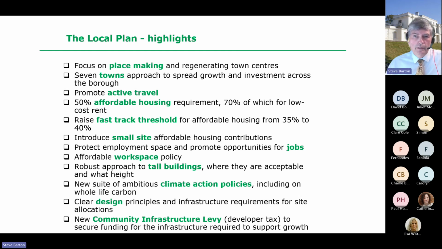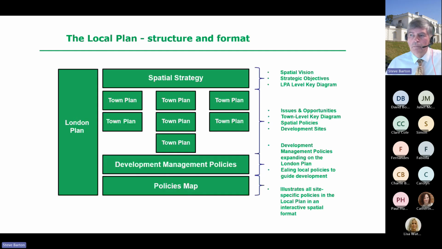Sitting alongside the local plan are our proposals, now published, for a new community infrastructure levy, effectively a tax on future development, to help us pay for and fund the infrastructure required to support our planned growth. In this presentation, I'm going to provide a bit more context and background to the local plan, then focus on town plans, and in particular, the town plan for Acton. I'll then say a little bit about development management policies, a little bit about community infrastructure levy, and I'll end with an explanation of how you can provide us with further feedback.